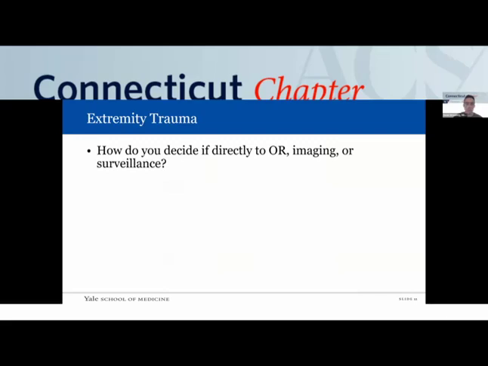Moving right along to extremity trauma. So how do you decide if you go directly to the OR, imaging, or surveillance? And so, as you may know, this is whether they have a hard versus a soft sign of vascular injury. So they'll tell you in the question stem whether a patient has either a hard or soft sign, and you have to determine if it is a hard or soft sign. And then from there, you'll determine what your answer is if you go to the OR, imaging, or surveillance.